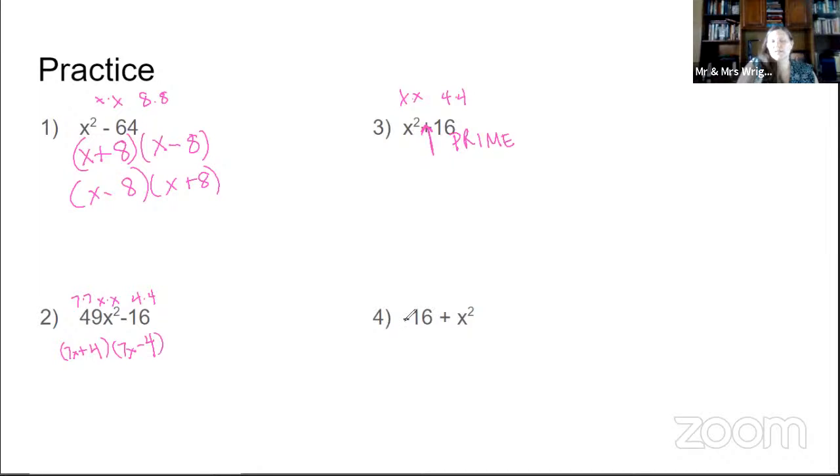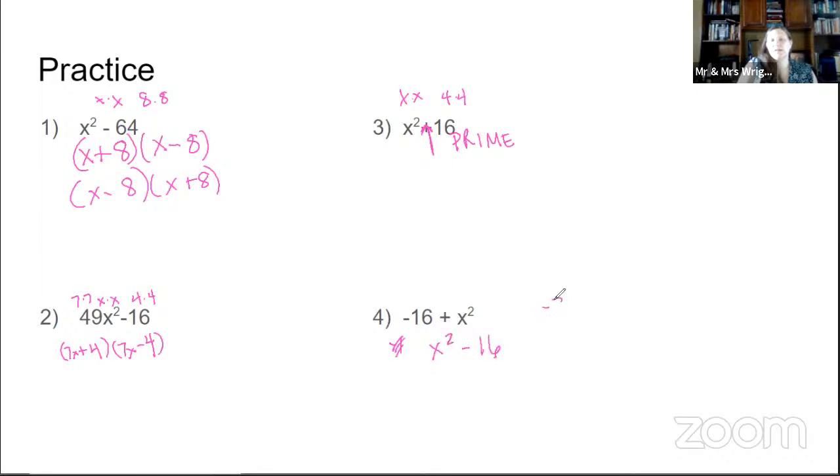Therefore, I cannot find the square root of negative 16. And what that means is we have to take out a greatest common factor, which in this case would be negative 1. Oh, actually, let's look at this. I can just rearrange this because I have a positive right here. Negative 16 plus x squared is the same thing as x squared minus 16.